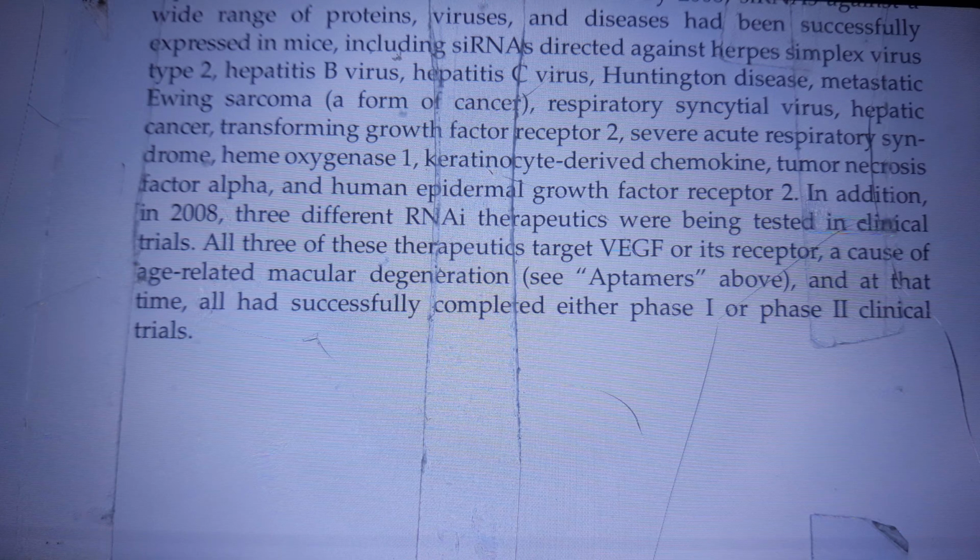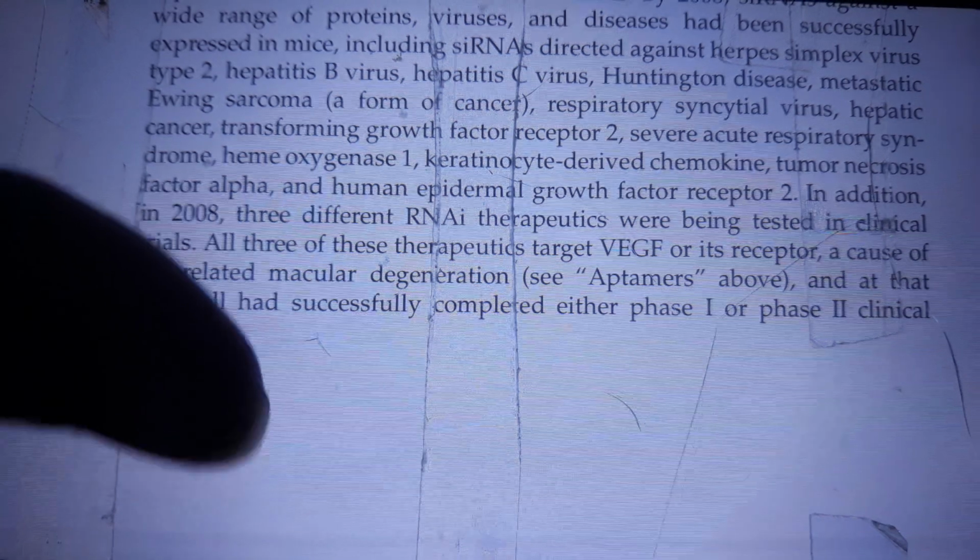Now, in addition, in 2008, 3 different RNAi therapeutics were being tested in clinical trials. All 3 of these therapeutics target VEGF or its receptor, a cause of age-related macular degeneration. And at that time, all had successfully completed either phase 1 or phase 2 clinical trials.